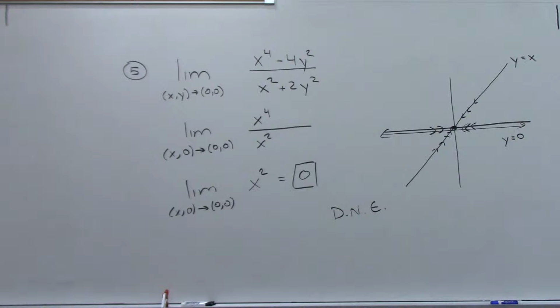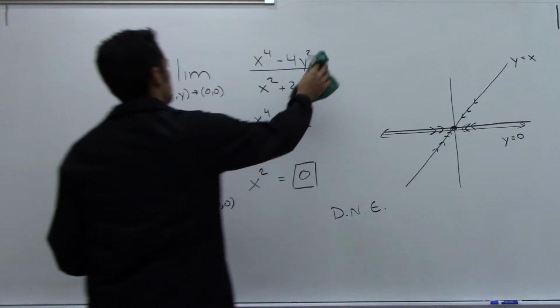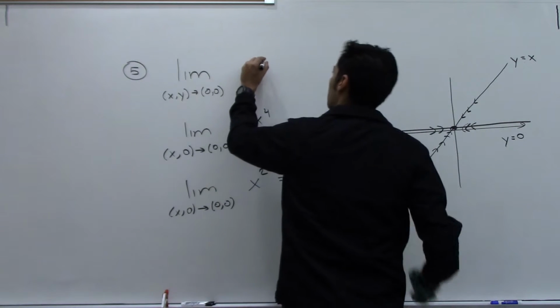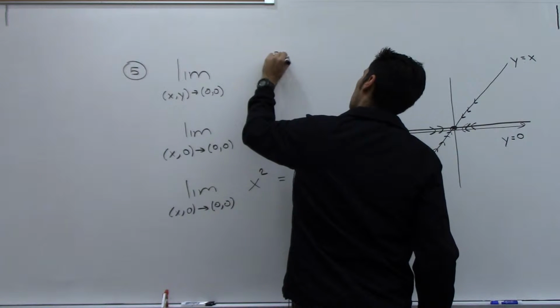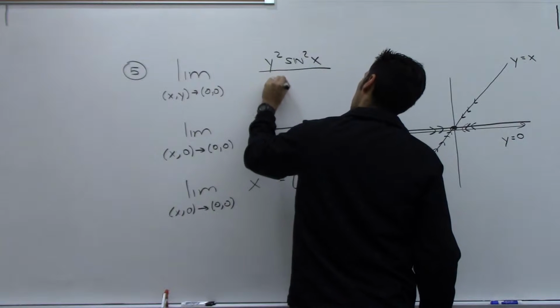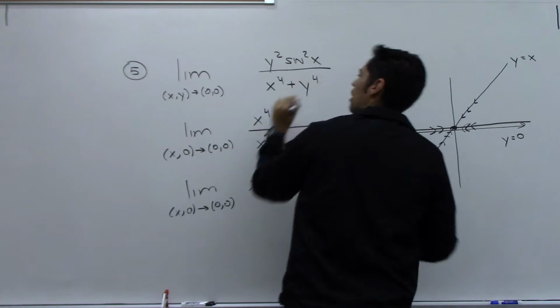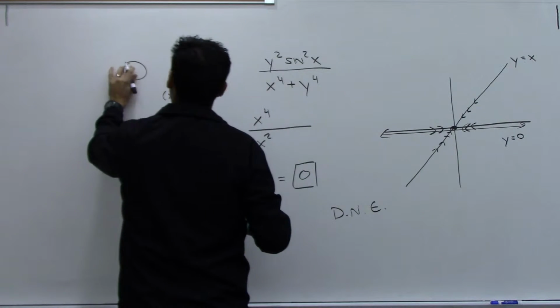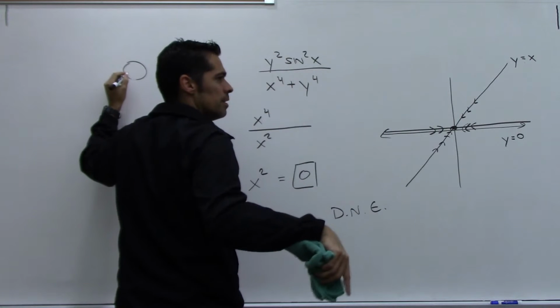All right, so how about number 7? We're approaching the origin of y squared sine squared x over x to the 4th, I think it was plus y to the 4th, I'll check. It's number 7.